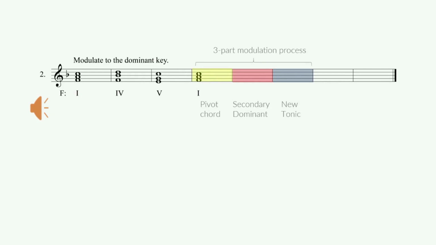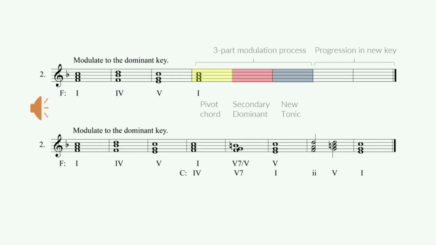The secondary dominant will be either a G major triad, chord 5 of C major, or a G dominant 7th, chord 5-7 of C major. The new tonic will be a simple C major triad, our destination for this modulation. Next, I'll continue in the new key by having a chord progression in C major. Here's the answer. Do remember that the secondary dominant can be extended into a dominant 7th too. If you choose a dominant triad, it is also acceptable.